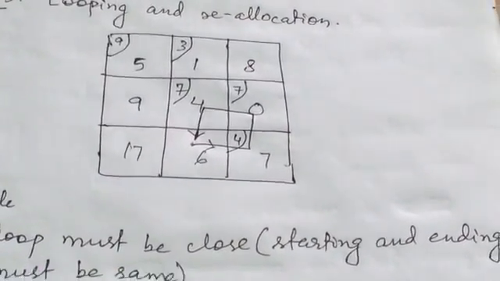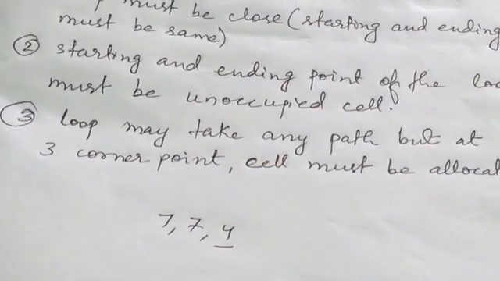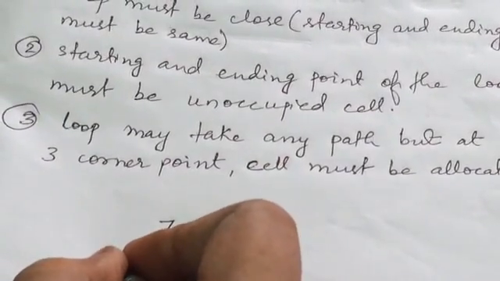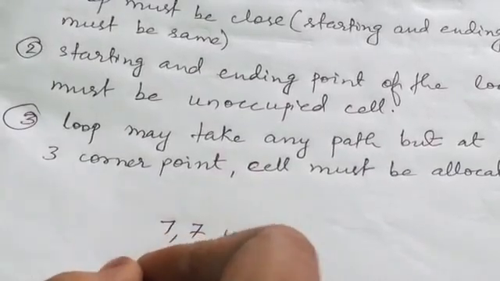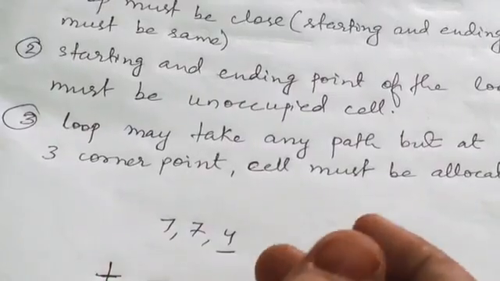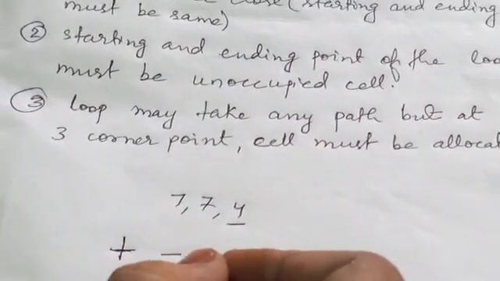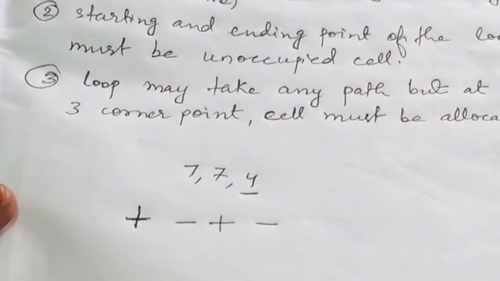7, 7, 4. The smallest value is 4. So the next step is, what we have to do? We have to add 4 from the starting point or starting cell. Add means plus, and subtract from the alternate cells. Plus, minus, plus, minus. We have to do like this.